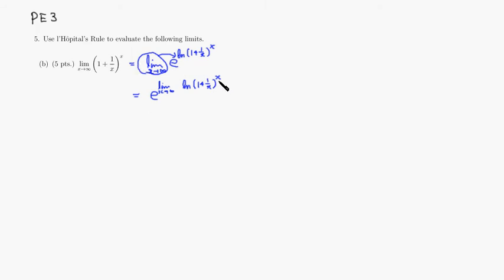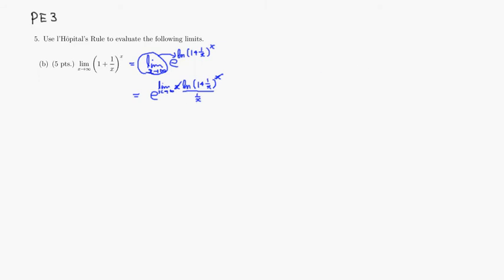Then, using the property of log, if you have x as a power, we can put it in front. Better yet, multiplying by x is the same thing as dividing by its reciprocal. Dividing by 1 over x is the same thing as multiplying by x. Now we have a fraction.